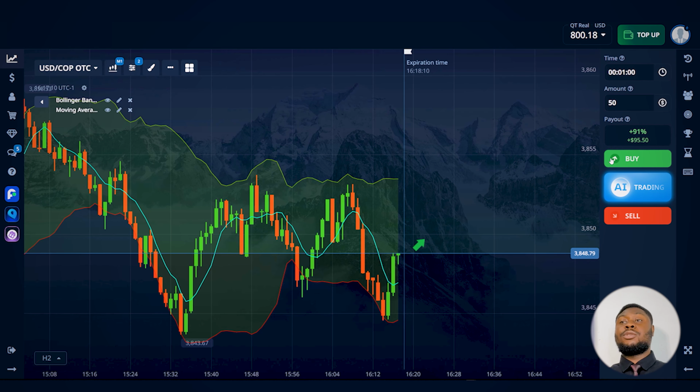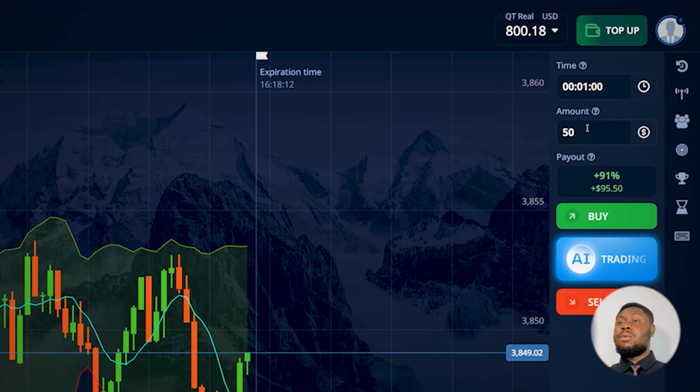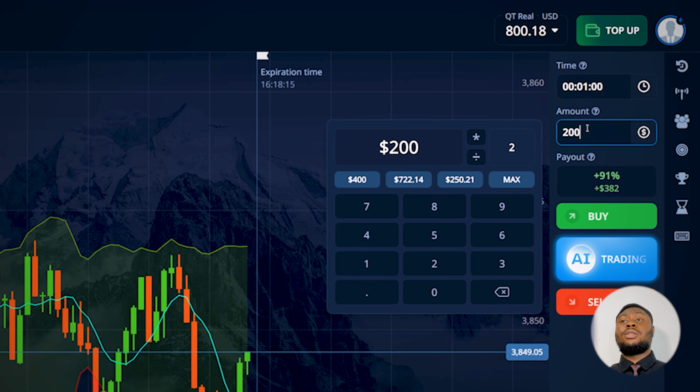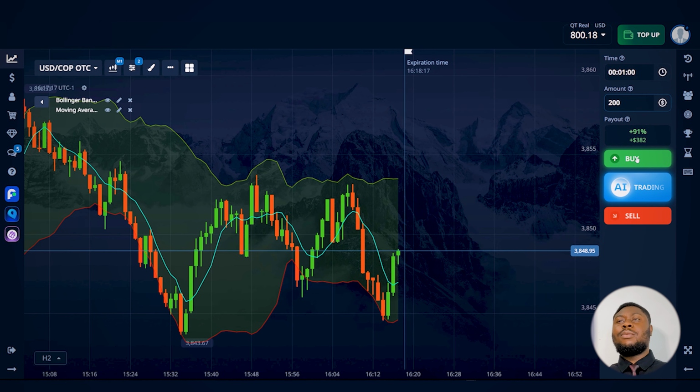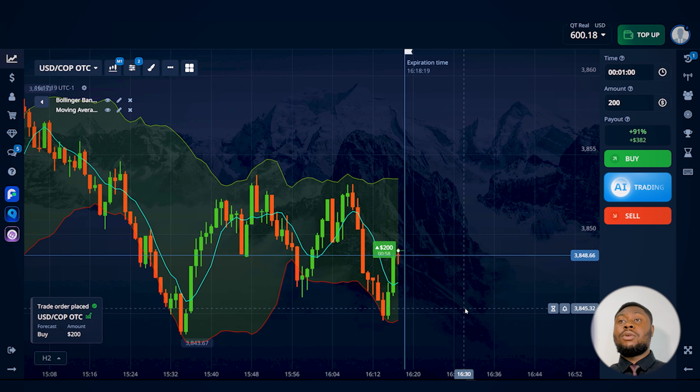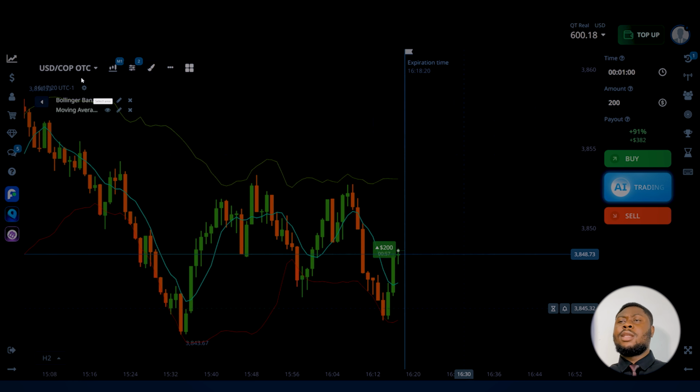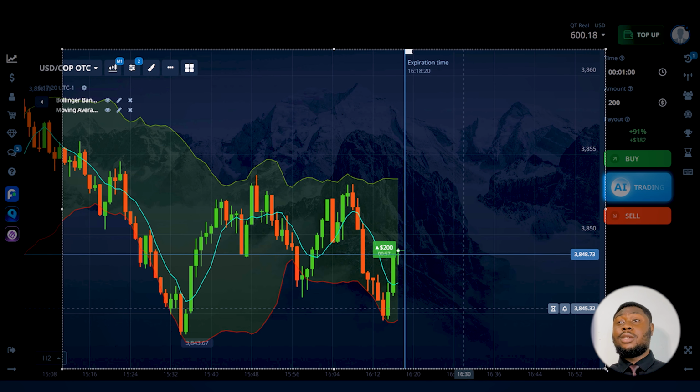I found the first suitable situation. The trade time will be 1 minute. I'll start with $200. I think the price will go up, so I press the green button to open the trade. Now let's analyze the situation in more detail.